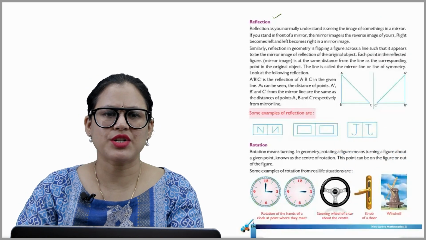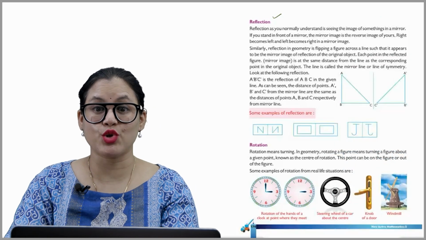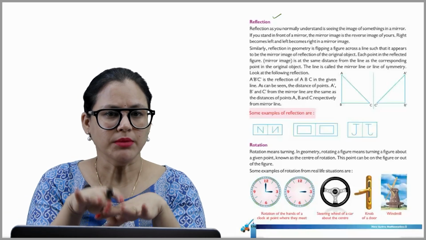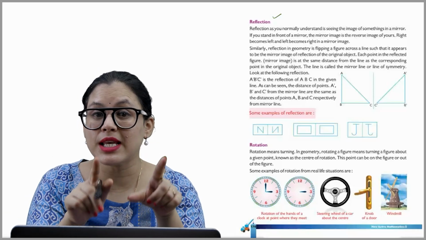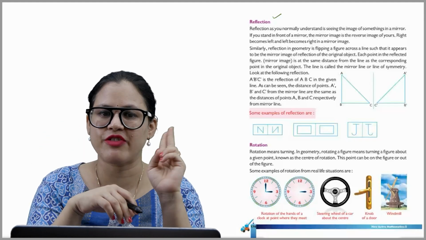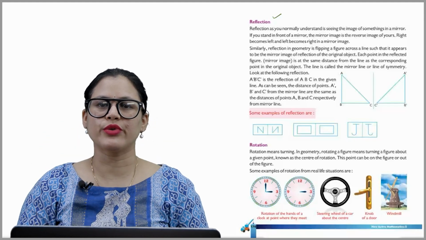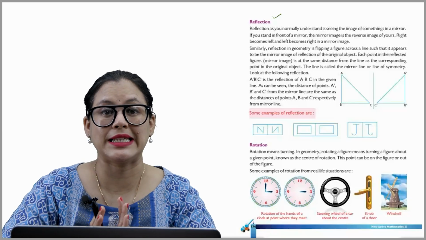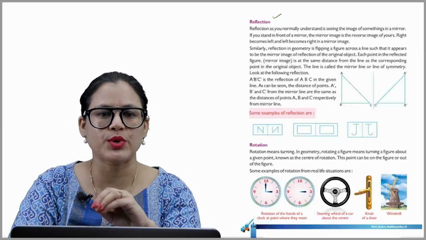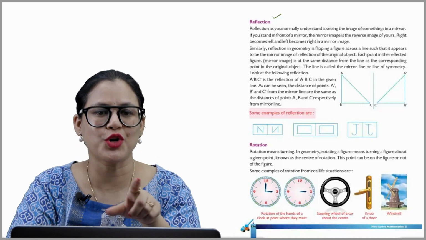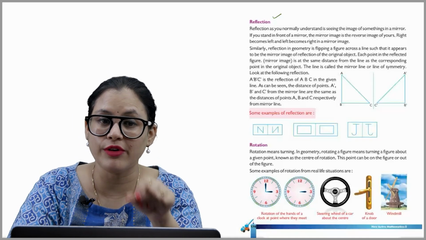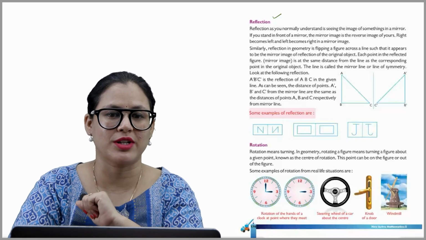Reflection. Reflection, as you normally understand, is seeing the image of something in a mirror. If you stand in front of a mirror, the mirror image is the reverse image of yours. Means right becomes left and left becomes right in a mirror image. You already know that. That is also known as lateral inversion. Similarly, reflection in geometry is flipping a figure across a line such that it appears to be the mirror image or reflection of the original object.